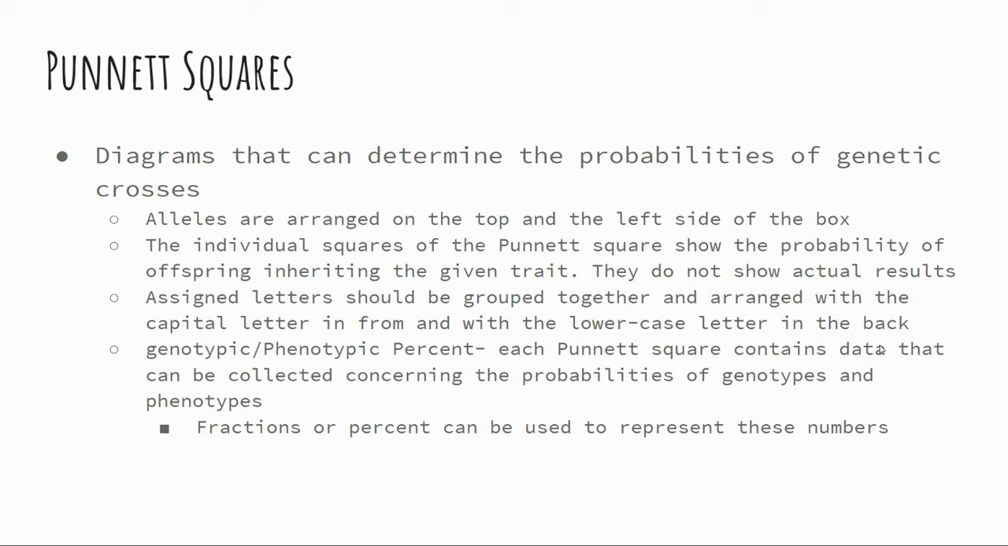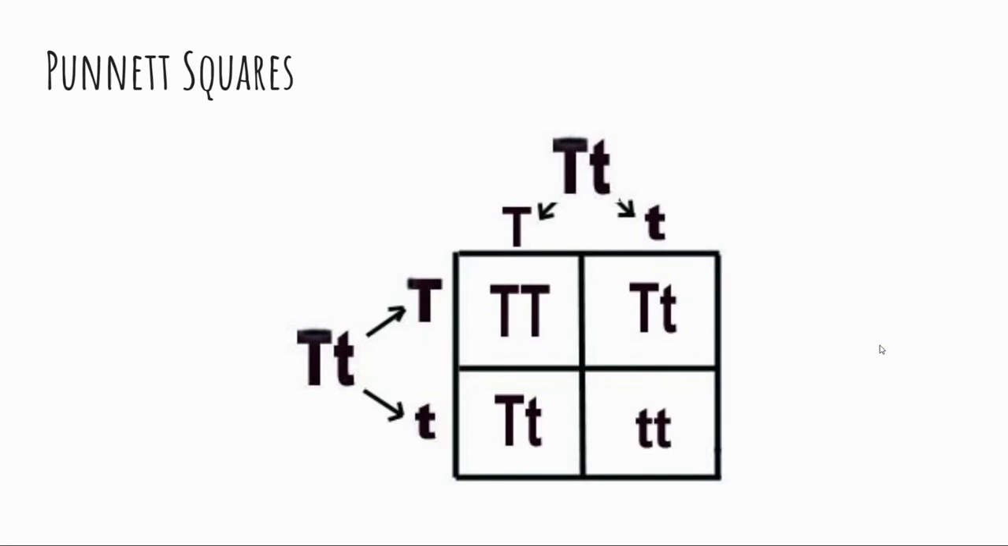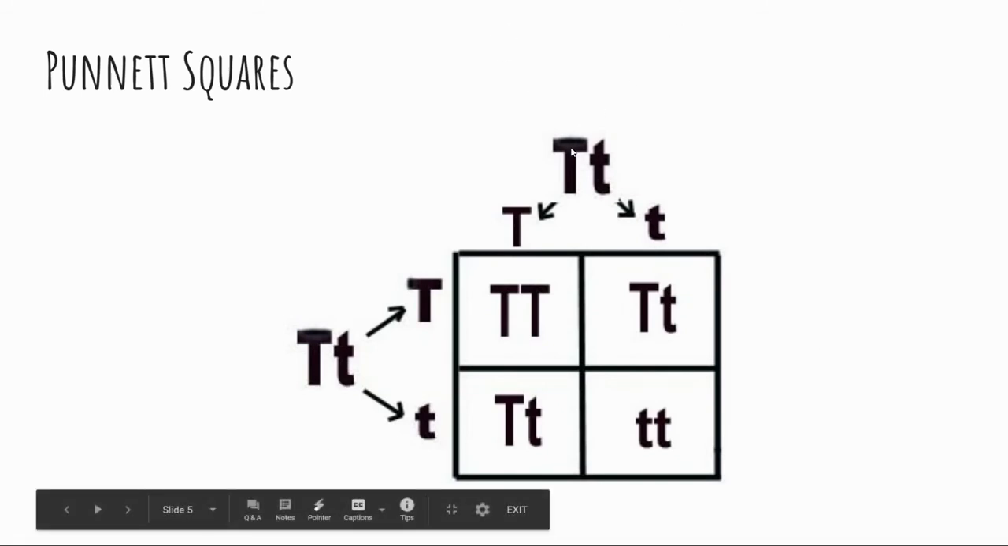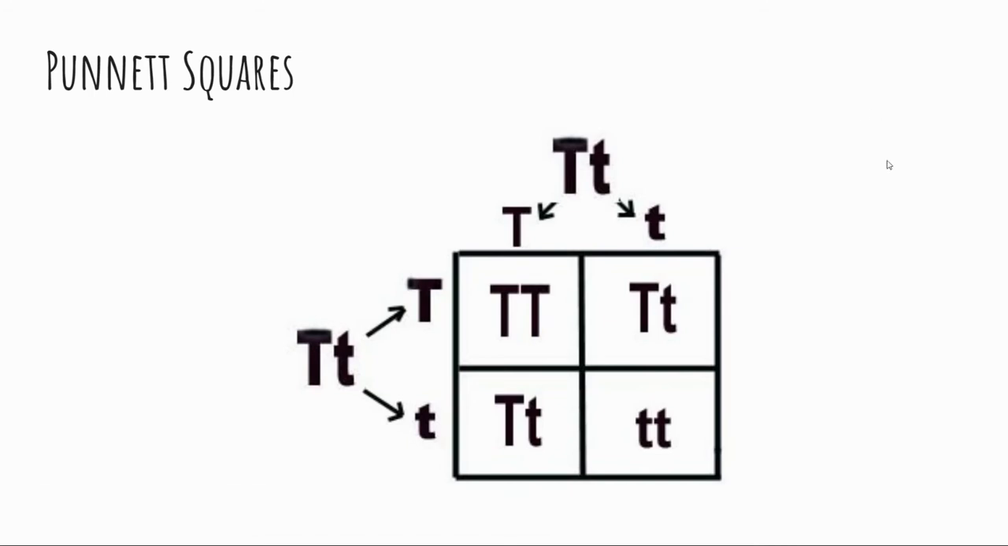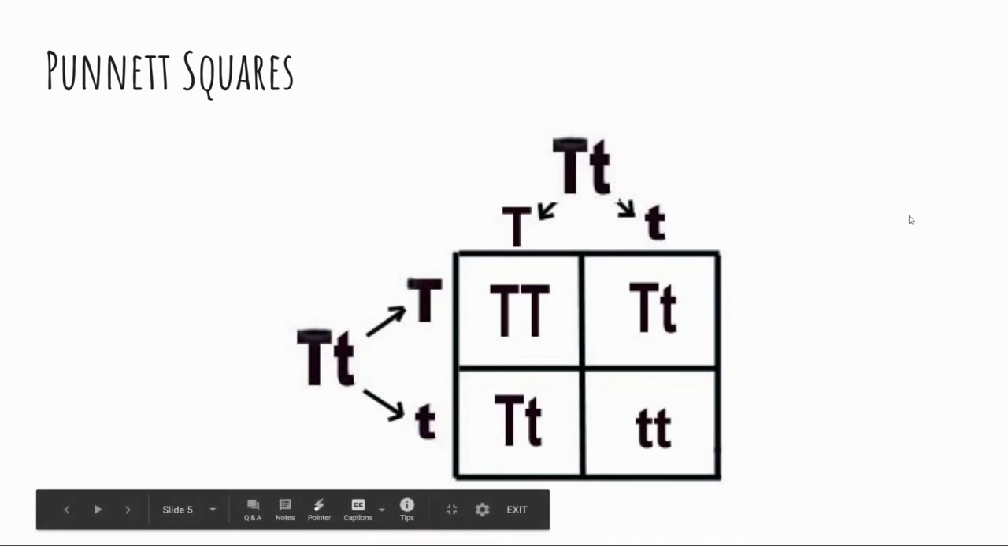Genotypic and phenotypic percentage: each Punnett square is going to be dealing with probabilities. You can write that as a fraction or a percentage. So if you look at a Punnett square, capital T, lowercase t, capital T, lowercase t, that is our genotype of the P generation, P1 generation. And so the boxes in here could represent our F1 generation.